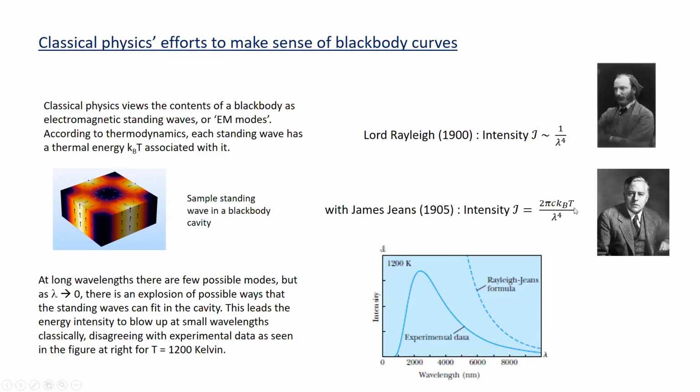No. But anyway, this is the proportionality factor, and this is called the Rayleigh-Jeans formula. But clearly, its prediction doesn't match up with the experimental data. So something is going on here that classical physics can't explain.